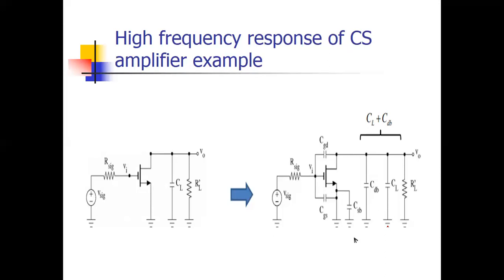First you should understand this concept. These two capacitors are in parallel, and in parallel, the capacitances add up. So the combined capacitance is CL plus CDB.